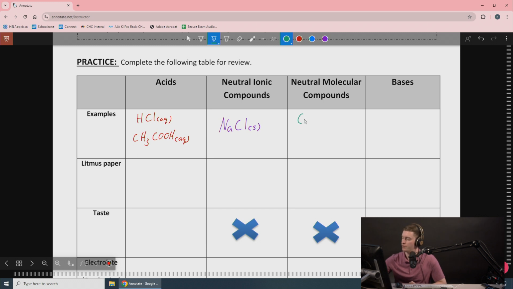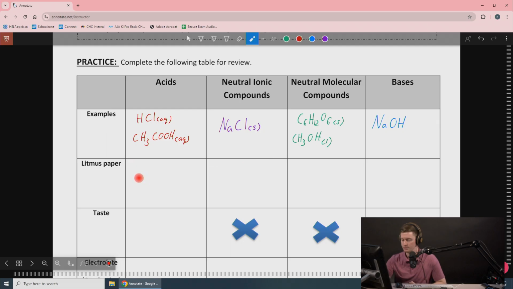So you could have, for example, your glucose molecule, C6H12O6. That's going to be a neutral molecular compound. But you can also have something like methanol, CH3OH. It doesn't have the double OH. This is a molecular compound. Bases will end in hydroxide, or there's that baking soda weird base, but we'll focus on the ones that end in hydroxide, like sodium hydroxide here.